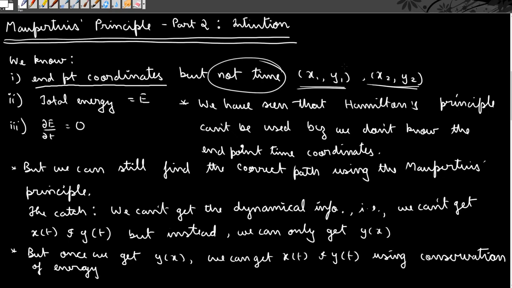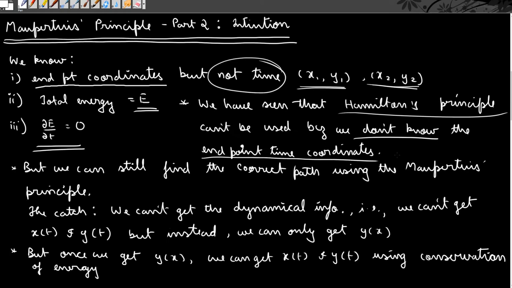Secondly, we know the total energy of the system, and I'm going to call that energy E, which is a constant, because we also know that there is no change in the energy with respect to time, which means energy is conserved. So when we are dealing with such a situation, we have seen that Hamilton's principle cannot be used here, because to use Hamilton's principle we need to know t1 and t2 as well, which we don't know, only the endpoint coordinates.